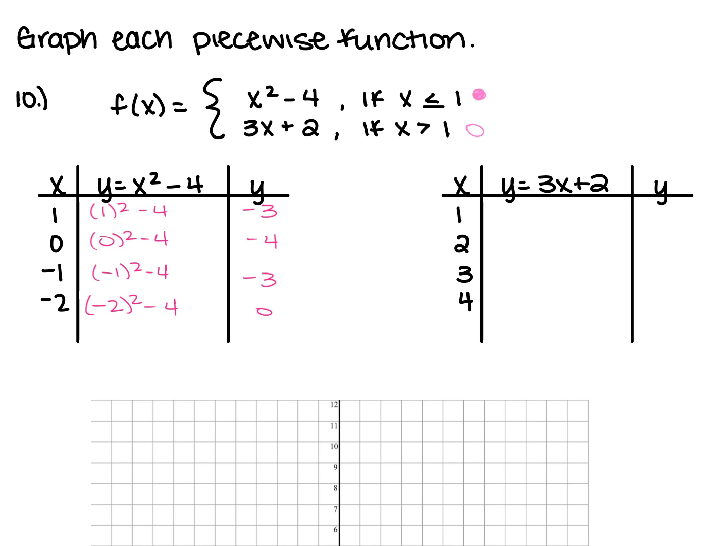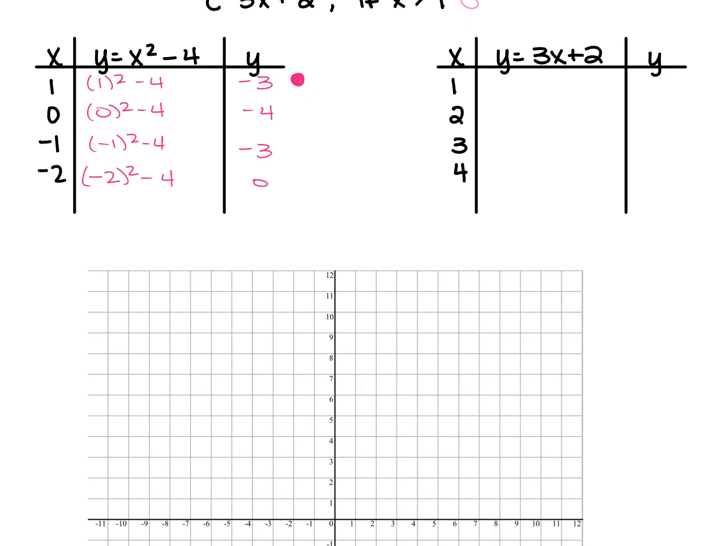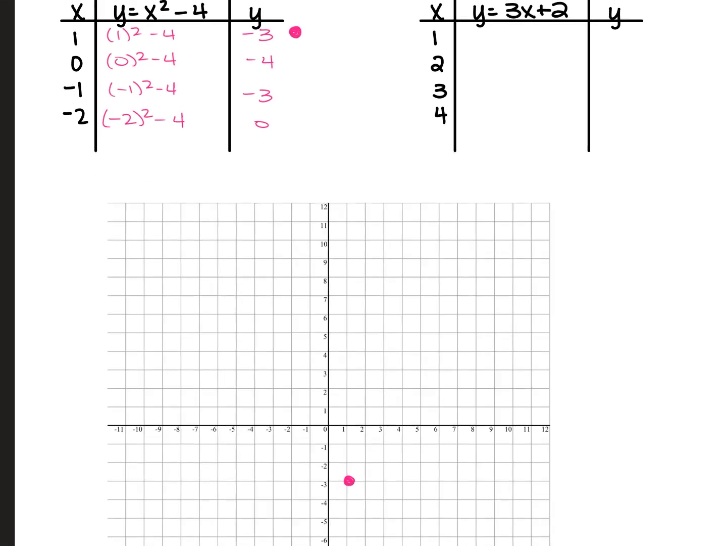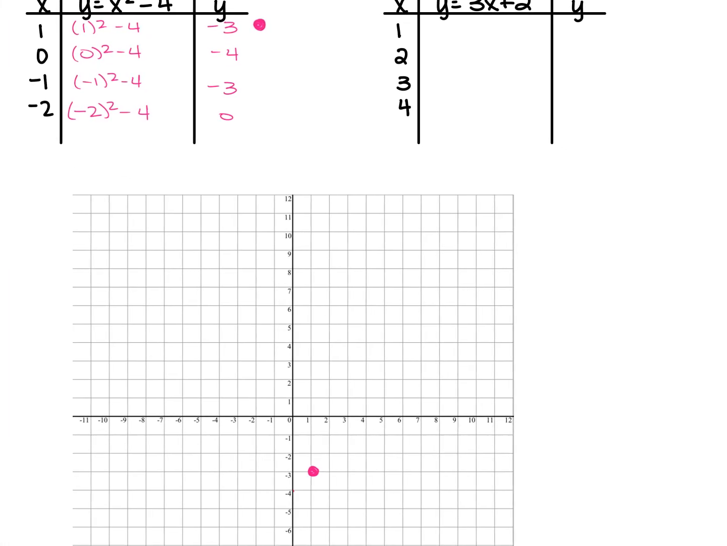So again, we said that one x value is going to have an ordered pair that's a closed circle. So when we go to graph that one, we are going to have a closed circle on that 1, negative 3. From there, we have 0, negative 4. Then negative 1, negative 3, and negative 2, 0. So you see that there is a curve happening here with those points. So you want to make sure that you represent that curve that's happening if you have an x squared.